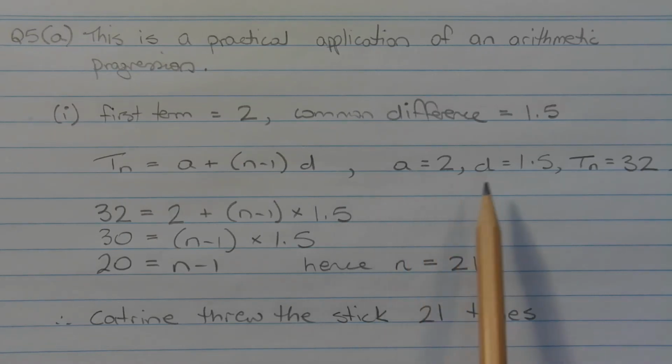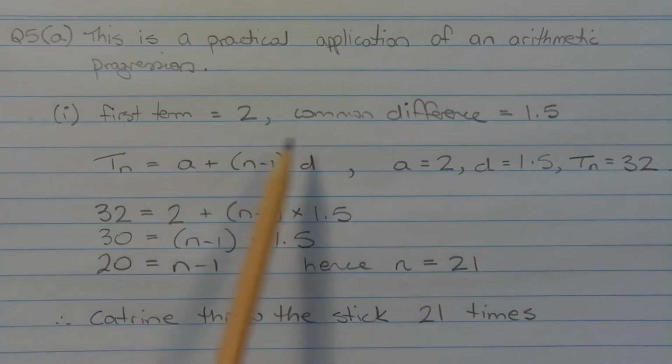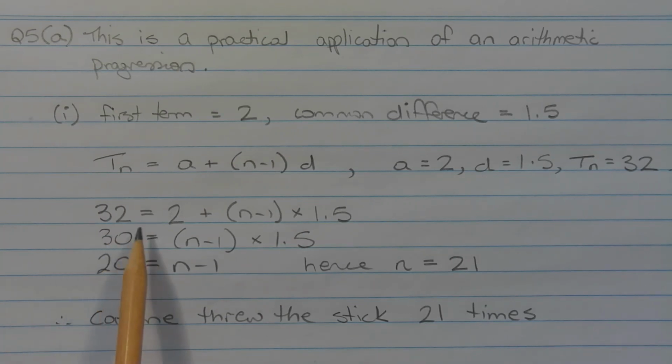So letting a equal 2, d equal 1.5, and Tn equal 32, and substituting these values into this formula, we get 32 is equal to 2 plus (n minus 1) times 1.5. Now we want to solve for n. So subtracting 2 from both sides of this equation, we get 30 equals (n minus 1) times 1.5. Dividing both sides of this equation by 1.5, we get 20 is equal to n minus 1. And then finally adding 1 to both sides of this equation, we get n is equal to 21. Therefore, Katrine threw the stick 21 times.